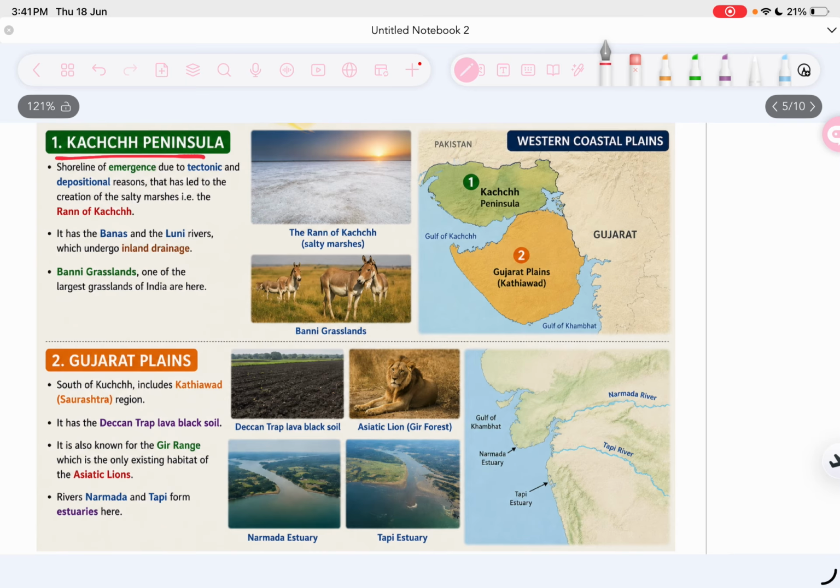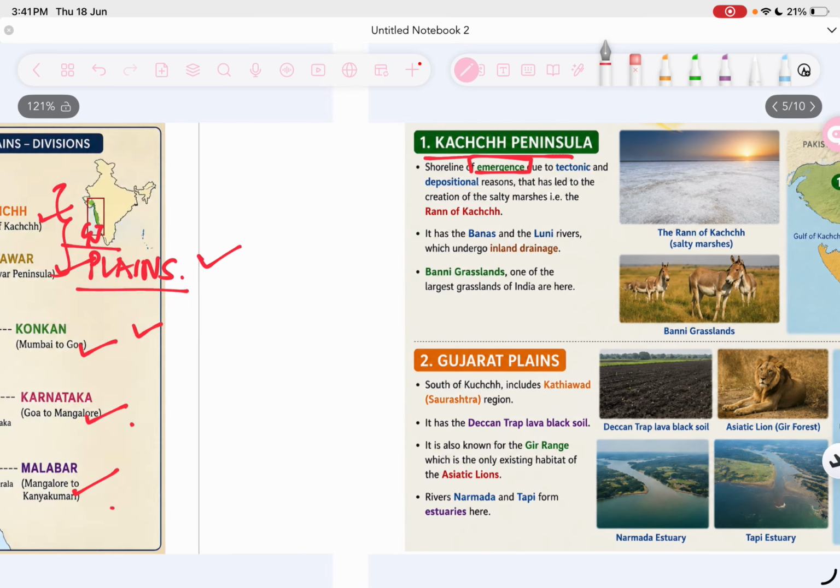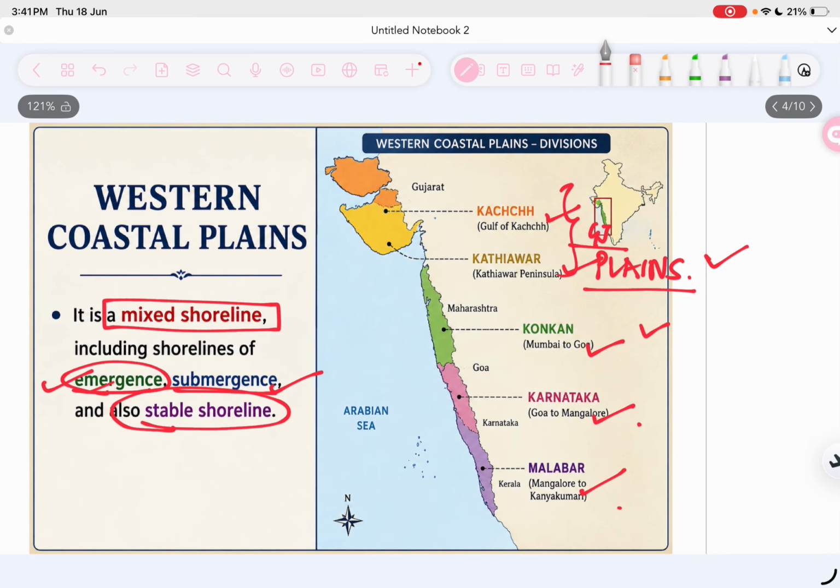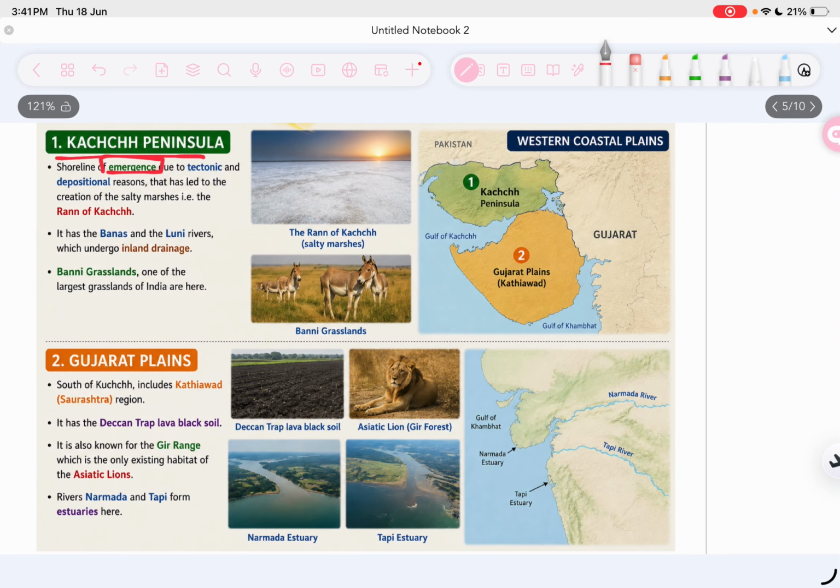Now, when we start the discussion with the Kutch Peninsula, Kutch is basically a shoreline of emergence. As we were saying, a shoreline can either be emergent or submergent, and Kutch is an emergent coastline. It is emergent because of two reasons. The first is tectonic: during the time when the Himalayas were being formed, there was also certain tectonic activity here, which led to the emergence of land.